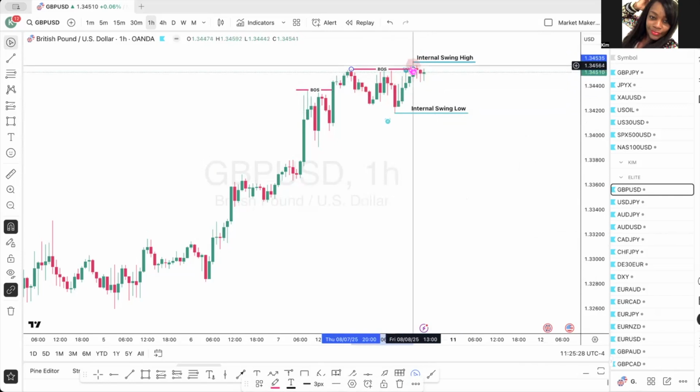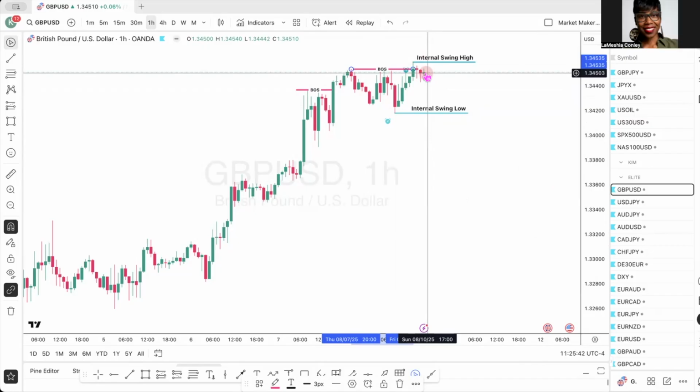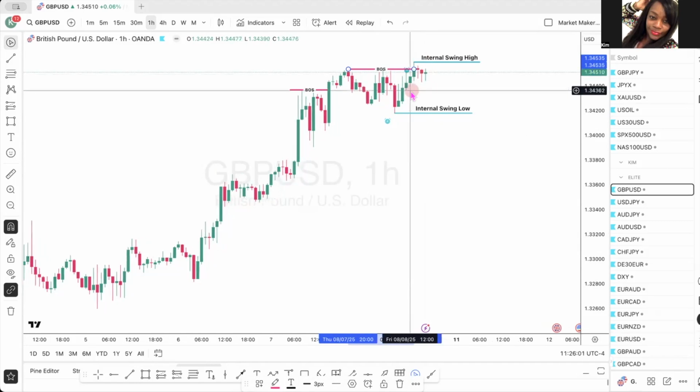So now we are waiting for, what are we waiting for? Anybody? Anybody can tell me. Waiting to see if price is going to go higher than that. Okay, you're close. Waiting to hit a swing high or a swing low. Waiting to either break the swing high or the swing low. Okay.